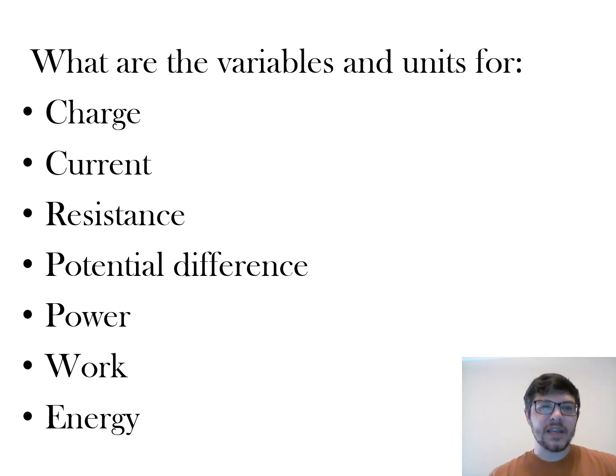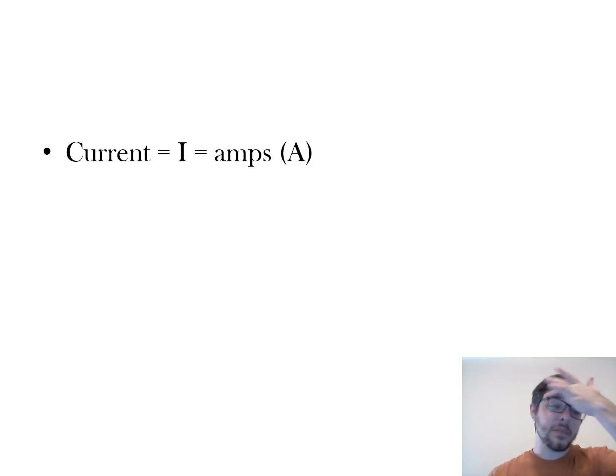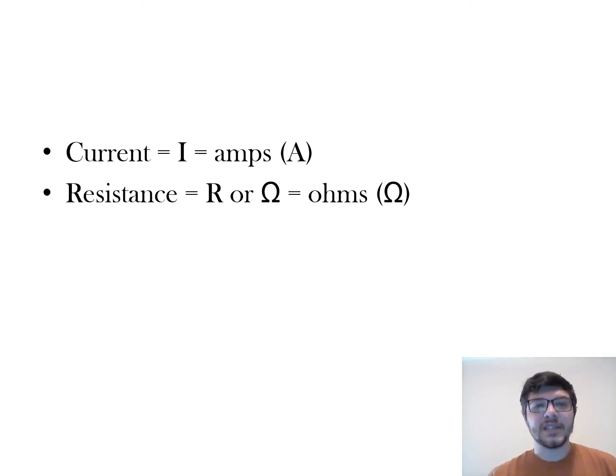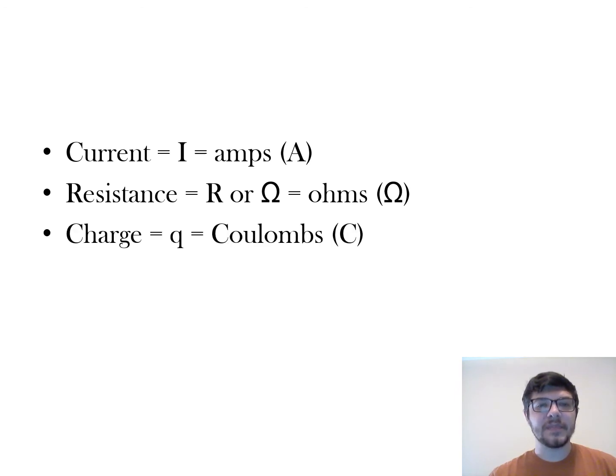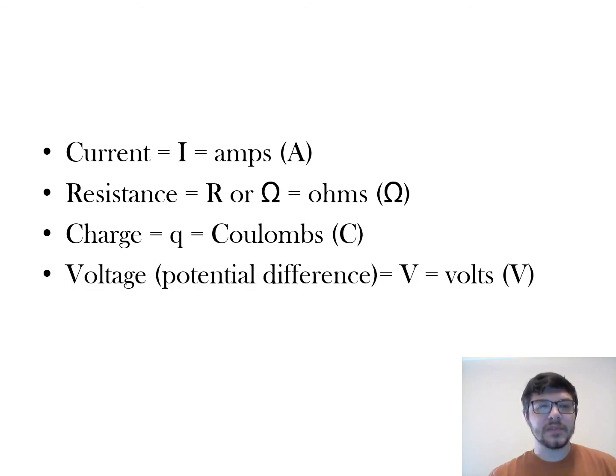All right, so here is a wrap up. What are the variables and units for each of these things? We went through all of these in this presentation: charge, current, resistance, potential difference, power, and work and energy. Current is represented by I, and the units are amps, or A. Resistance, which you will see most of the time as R, sometimes with the ohm symbol, is in ohms. Charge, Q, sometimes a capital Q as well, is in coulombs.